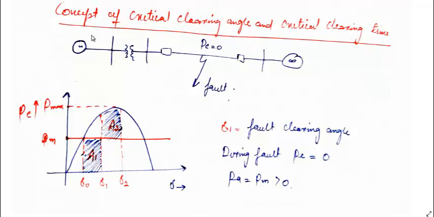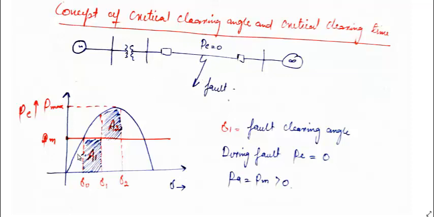Let us say we have a system, a synchronous generator, which is connected to an infinite bus through a transformer and a transmission line, and we assume that a fault occurs in the line, which results in zero electrical power being sent to the infinite bus when this three-phase fault occurs at this point.